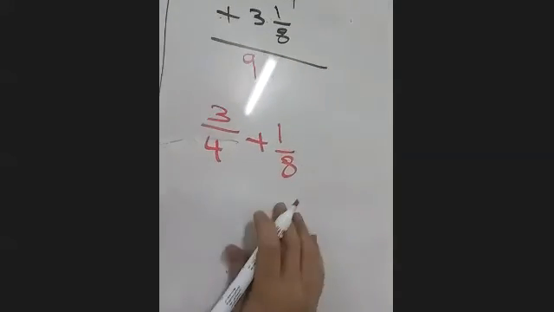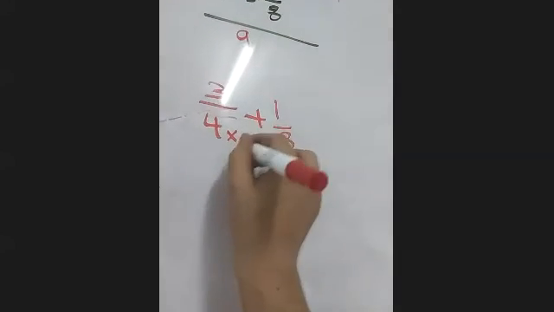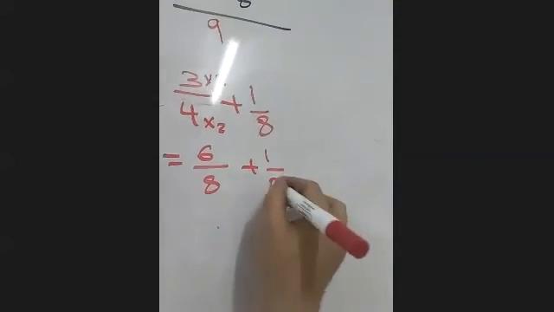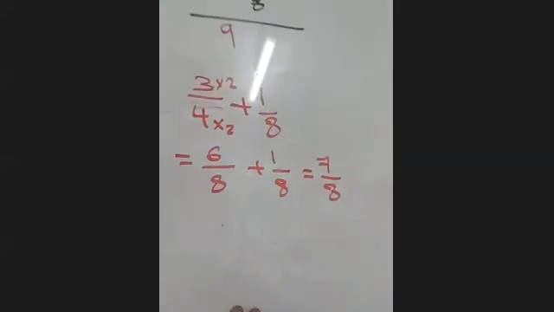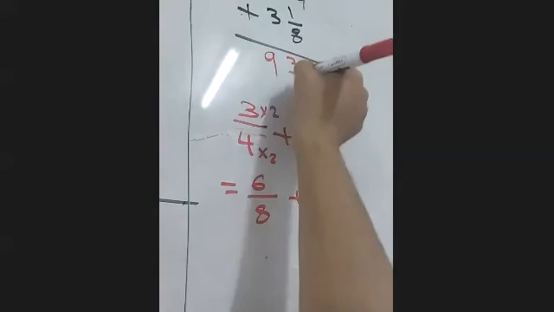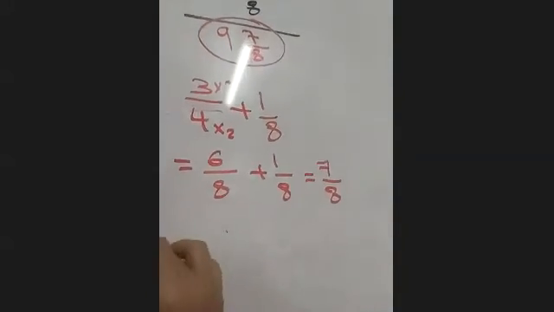Now 4 and 8 are different. The least common multiple is 8. How do I make 4 to be 8? I'll multiply by 2 up and down. This will be 6 over 8 plus 1 over 8. It is 7 over 8. Now I'll put 7 over 8 beside the 9. So what's the answer? 9 and 7 over 8.